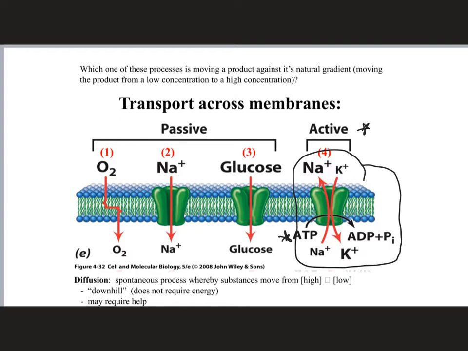Diffusion happens from high to low. And remember, we have passive diffusion and we have facilitated diffusion. So this would be the passive diffusion, and these would be facilitated. So I'm going to get rid of that word passive there and turn it to diffusion. But all of these are still moving something from high to low. The only way to move something from low to high is with energy. That's active transport.